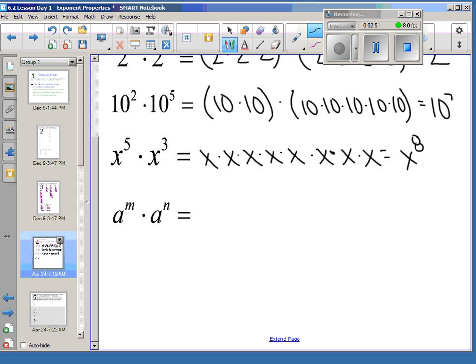So our rule, and I just have this general form, a to the m times a to the n. Our rule is that if we're multiplying and the bases are the same, so we have to have the same bases, we can add those two exponents together. Just like x to the fifth times x to the third was x to the eighth, a to the m times a to the n is a to the m plus n.